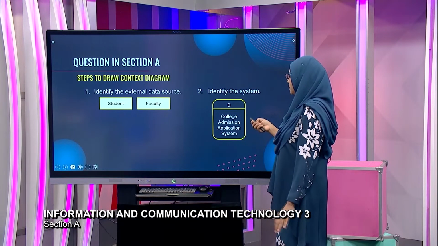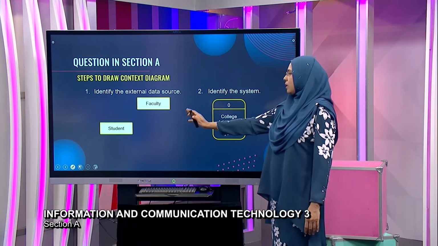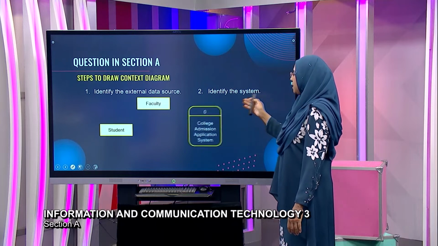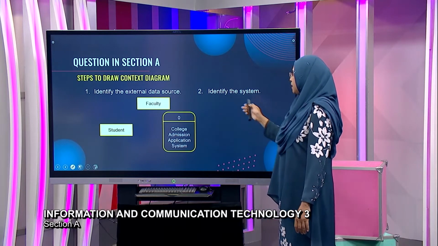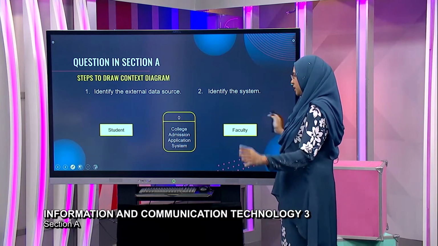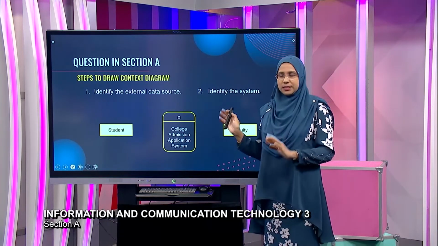Alright, then you have to arrange it. So we follow this arrangement. Okay, the first one, the people who send the data. The second one in the middle will be the system, and then the third one will be the other data source. So we arrange like this. Okay, mostly it will be like this.